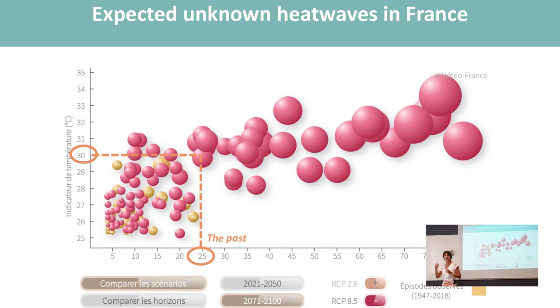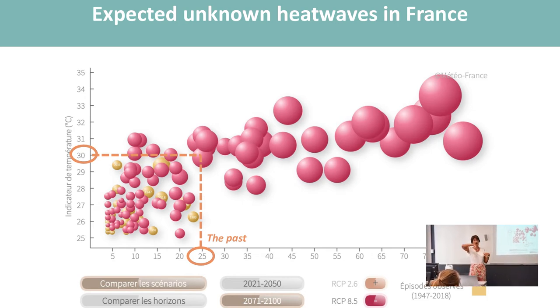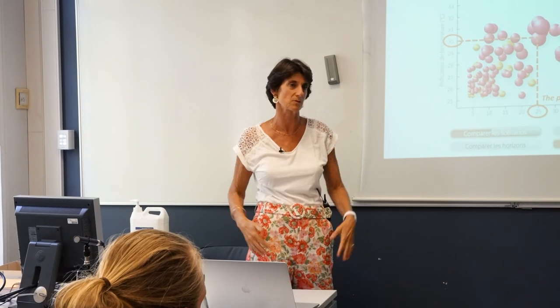It's the integral above a certain threshold. So they measure, I think it was the curve of temperature and the duration, and you take the integral of the area between a maximum level and the curve itself, and it measures a kind of intensity.